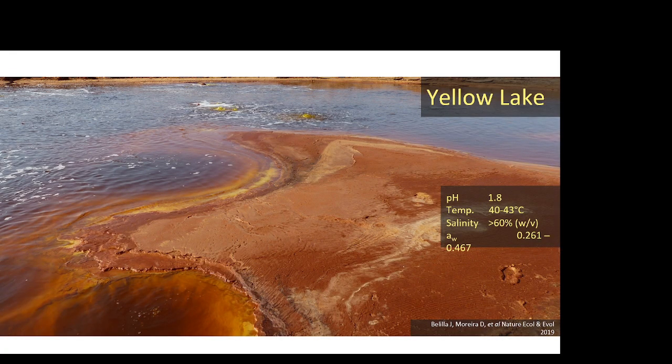And this is the Yellow Lake. The pH is 1.8. The temperature goes up to 43 degrees Celsius. The salinity can go up to 60%, and the water activity is very low. And as you can see, it's bubbling gases, which are toxic, and you can see that they're highly toxic because there are dead birds around the lake.